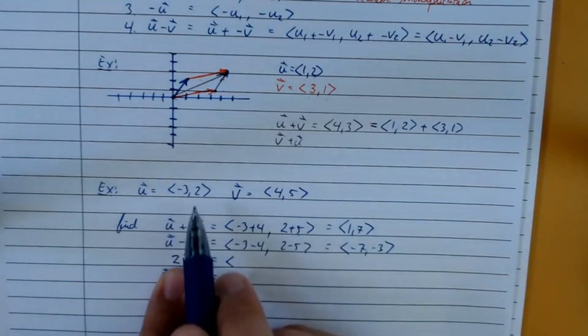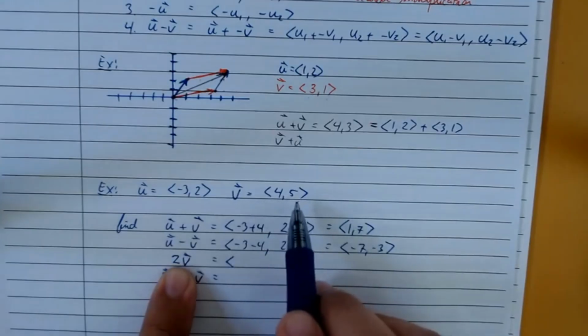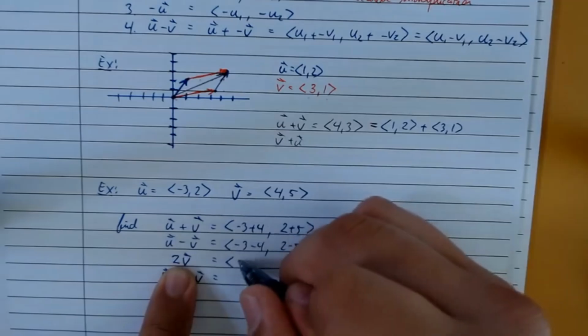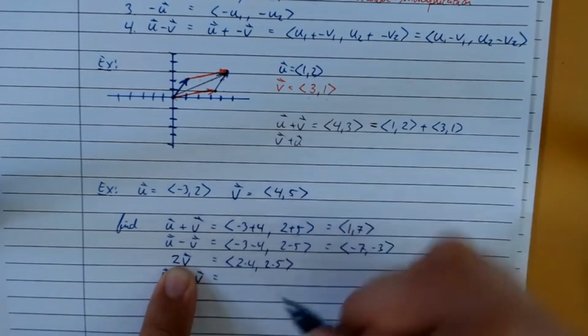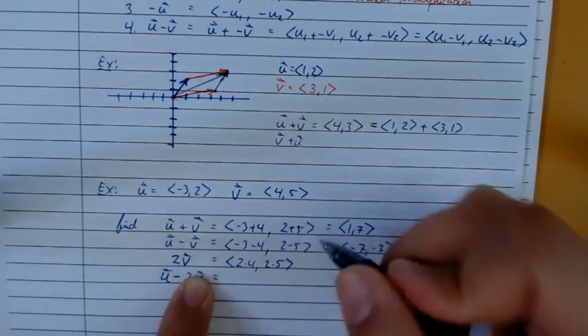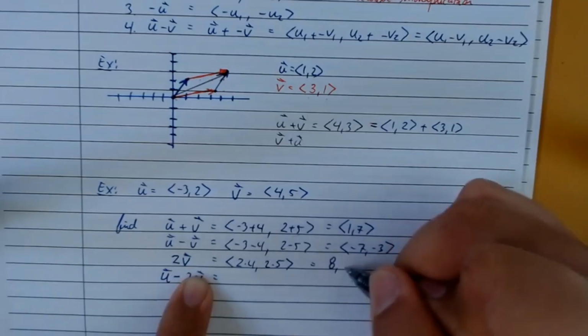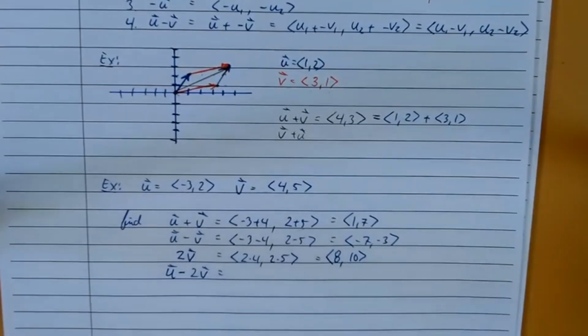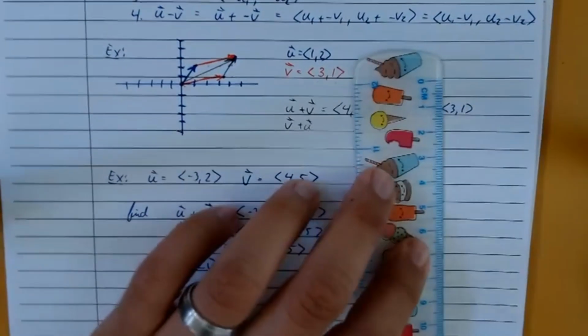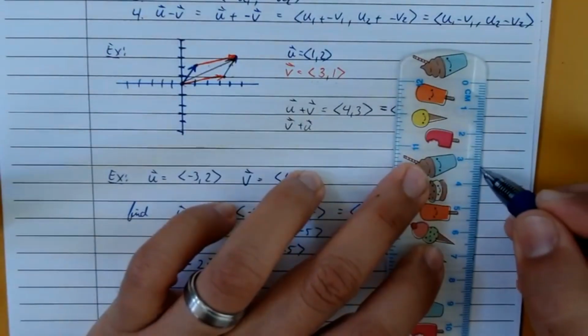u is equal to -3, 2. v is equal to 4, 5. So 2v would be 2 times the components of the vector v, or in other words, 2 times 4 and 2 times 5, which will give us 8, 10. One thing to note about scalar multiplication is that it is exactly what it sounds like.